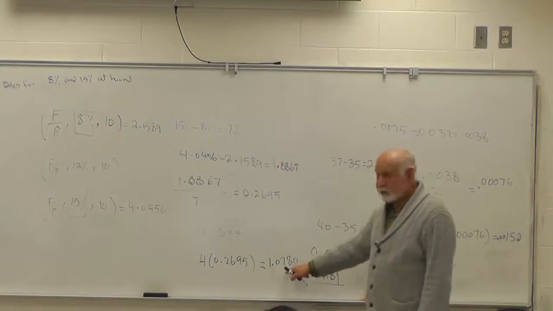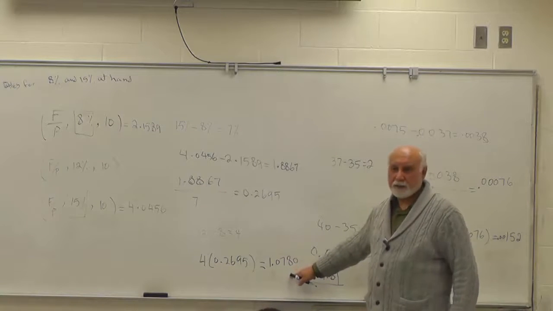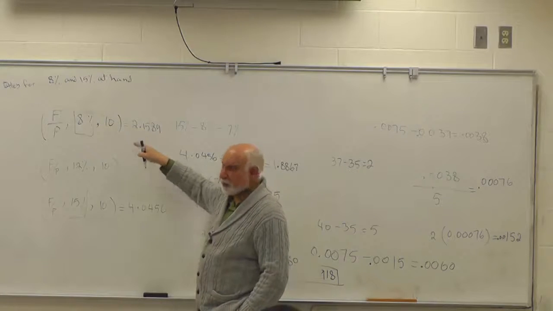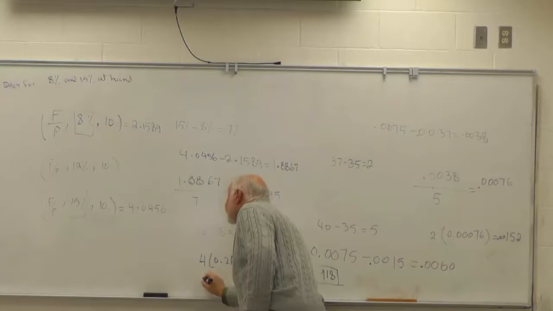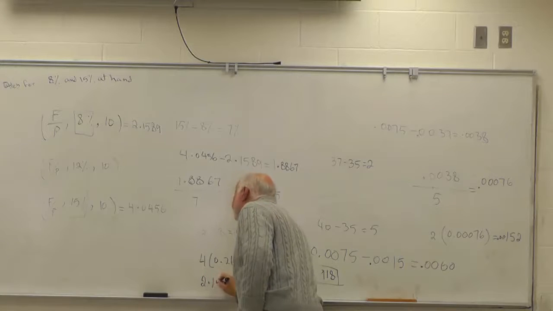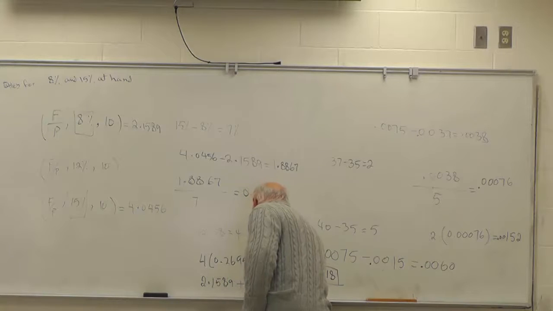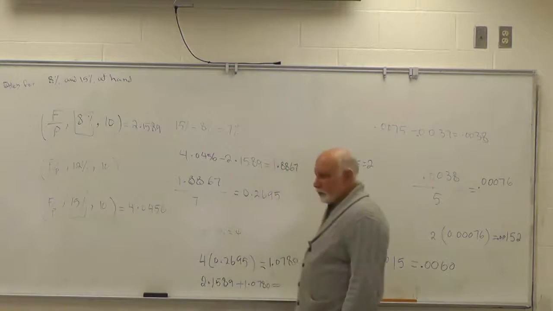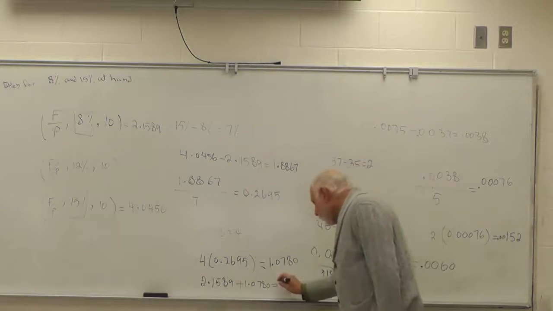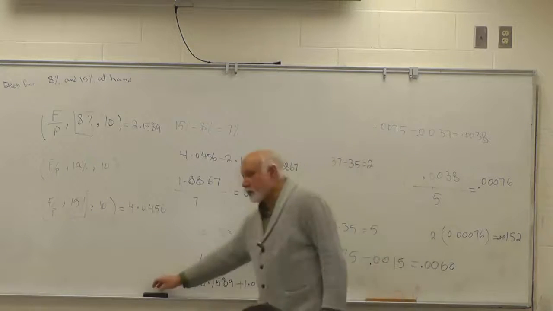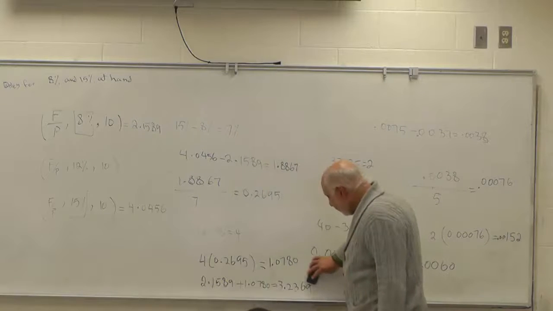And then what do I do with this number? Add it to this number. So it is 2.1589 plus 1.0780, which is going to give me 3.2369. Okay, this is an interpolated value.